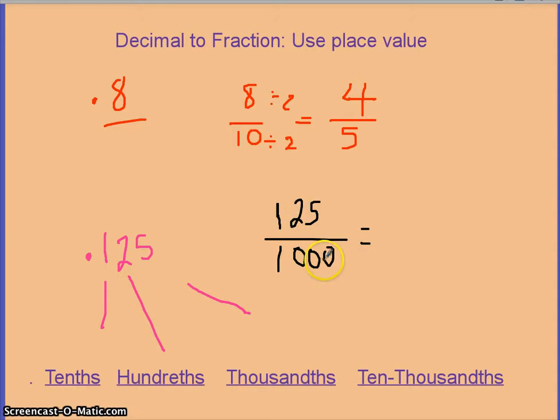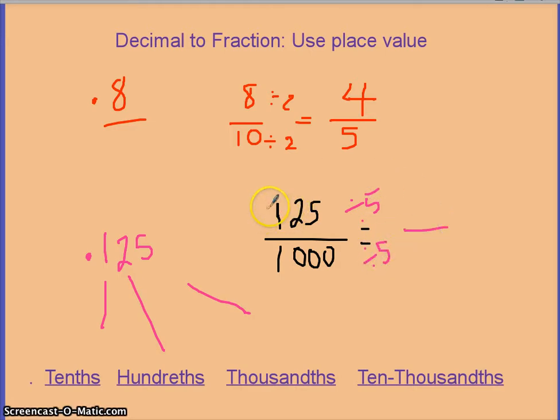What can we divide 125 and 1,000 by? Okay, I think that a lot of you probably would have said 5. You can actually divide it by something bigger than 5, but we'll start with 5 because I had some people tell me that last time. So 125 divided by 5 and 1,000 divided by 5.